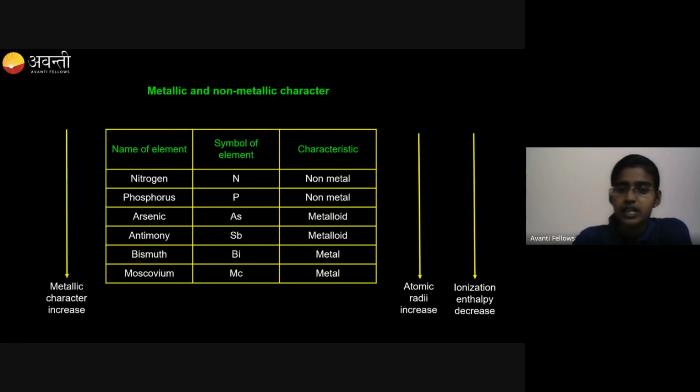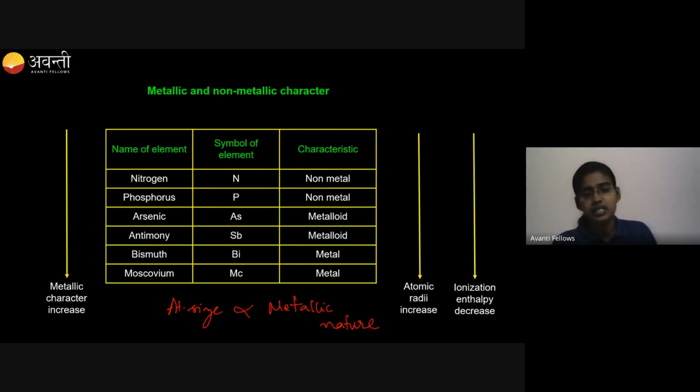Metallic nature will increase. So what is the relation? Atomic size is directly proportional to metallic nature. If atomic size increases, metallic nature also increases. You can see it is moving from non-metallic character to metallic character, right? So this is the trend of metallic character. Now, non-metallic character obviously is the opposite. When metallic character increases, non-metallic character decreases. That's all. Very simple and easy.